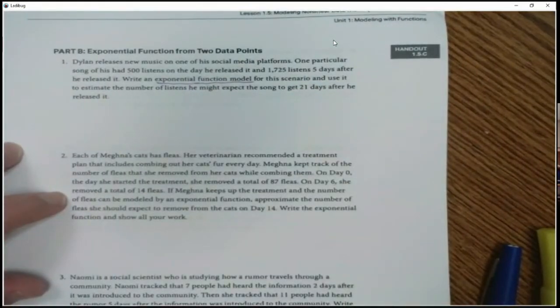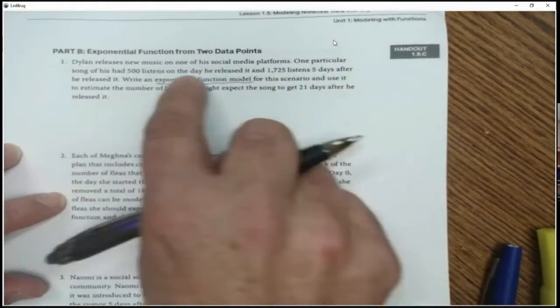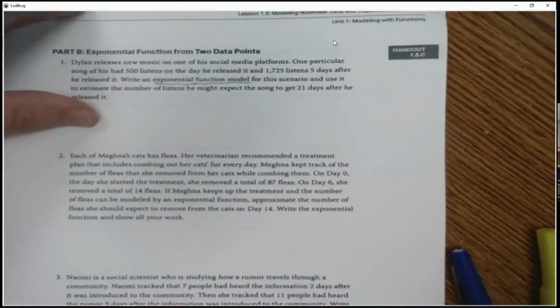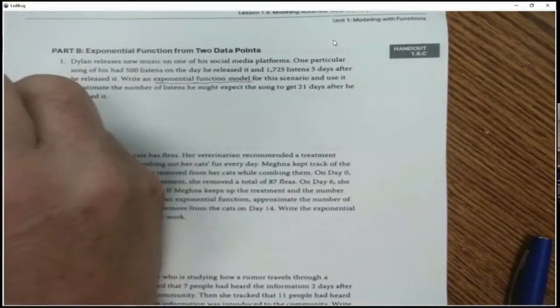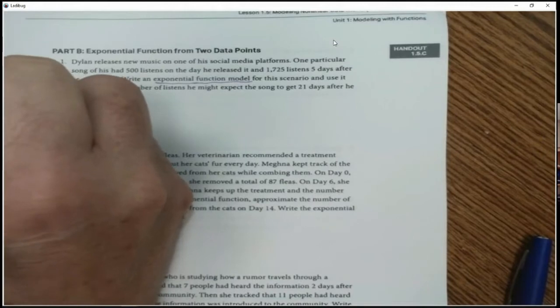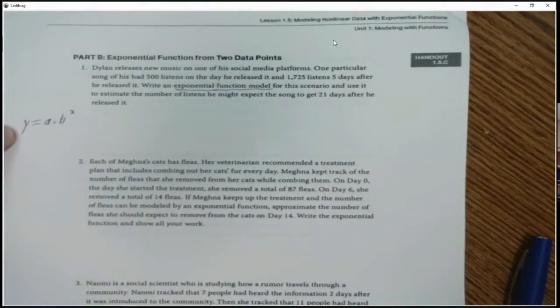Okay, we don't know the growth rate. All we know is 5 days later, it had this many. It started out with 500, and 5 days later, it had 1,725. So we've got to figure out, based on, I'm going to put y equals a times b to the x. I write it in y equals. That's the same as f of x. I just didn't write it in function notation.